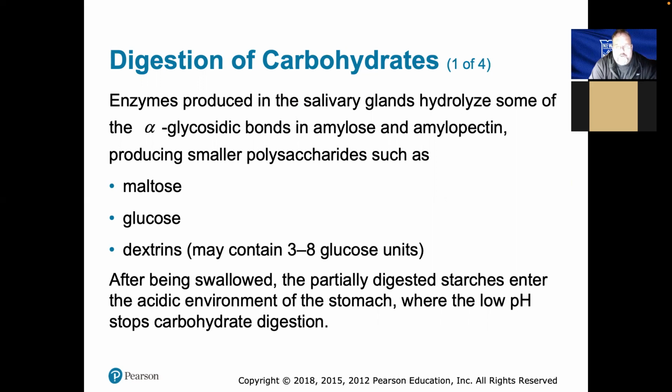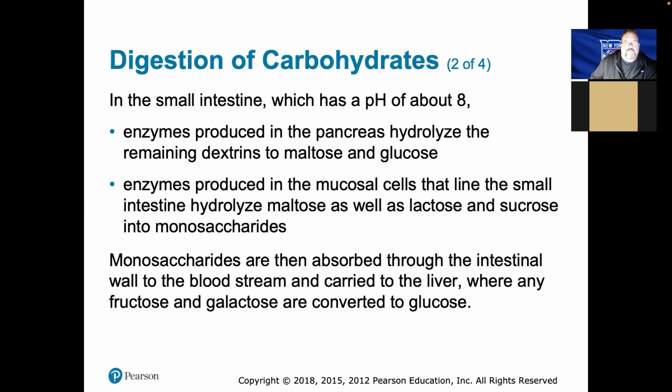Now, after being swallowed, the partially digested starches enter the acidic environment of the stomach. Amylose and amylopectin are considered starches, where the low pH stops carbohydrate digestion. In the small intestine, which has a pH of about 8, enzymes produced in the pancreas hydrolyze the remaining dextrins to maltose and glucose. Enzymes produced in the mucosal cells that line the small intestine hydrolyze maltose as well as lactose and sucrose into monosaccharides. Monosaccharides are then absorbed through the intestinal wall to the bloodstream and carried to the liver, where any fructose and galactose are converted to glucose.